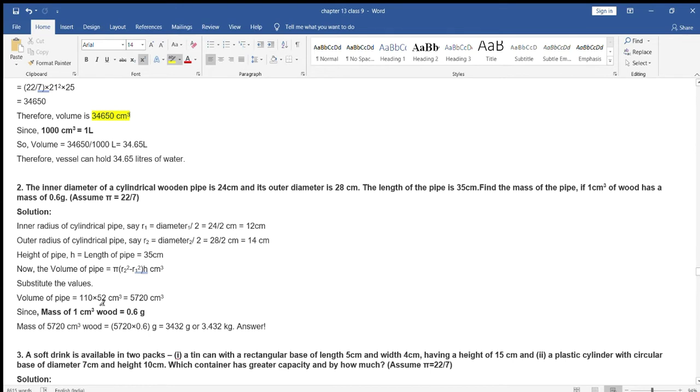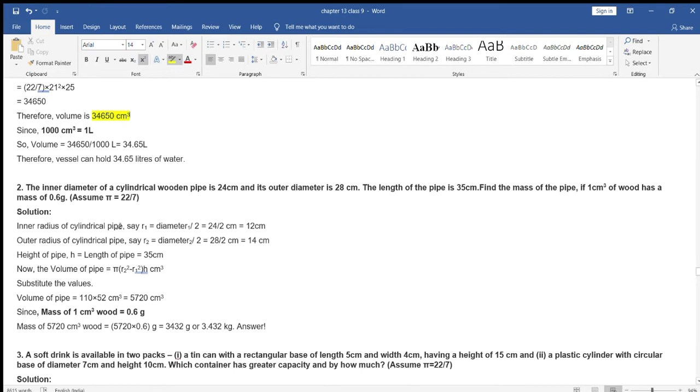Yes. Our second question. A cylindrical wooden pipe is there, and for that wooden pipe, the inner and outer diameter is given to us, as well as the length of the pipe. What we have to find out? The mass of the pipe, if 1 centimeter cube has the mass 0.6 gram. Same as before, first of all we will find the volume.